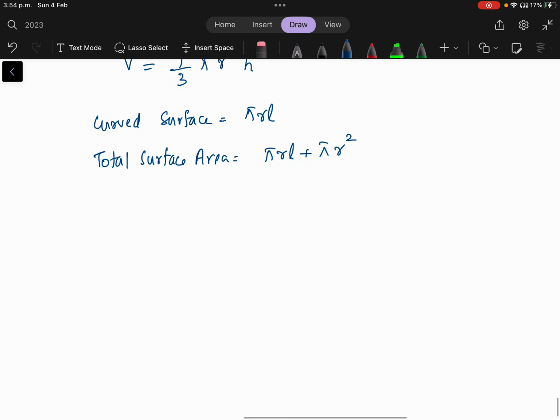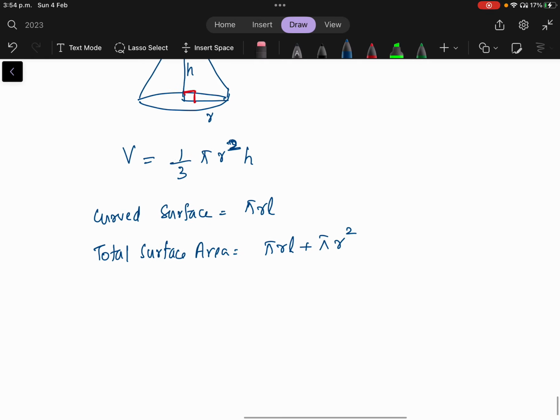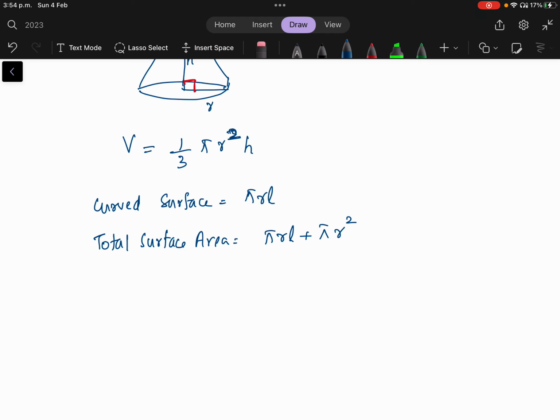Now there are two concepts you need to remember about volume. If a solid object is melted down and recast as another solid object, the volume will remain the same. If they ask a question about that, you have to find the volume of one object, find the volume of the other object, equate them, and find the missing values.